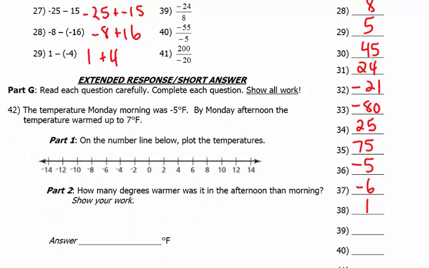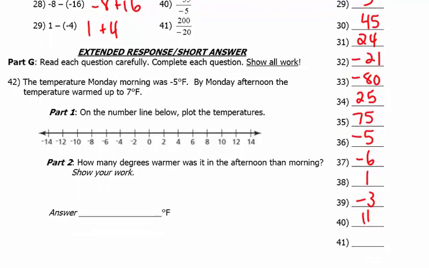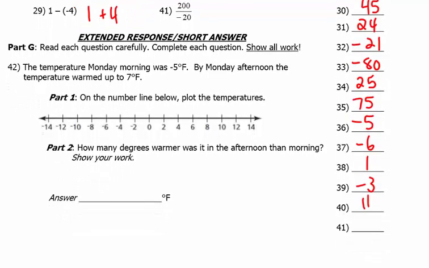39 is dividing and they're different, so it's negative 3. 40, same sign, so it's positive 11. And 41, they're different, so that would be negative 10. So that part is just making sure that you know the rules.